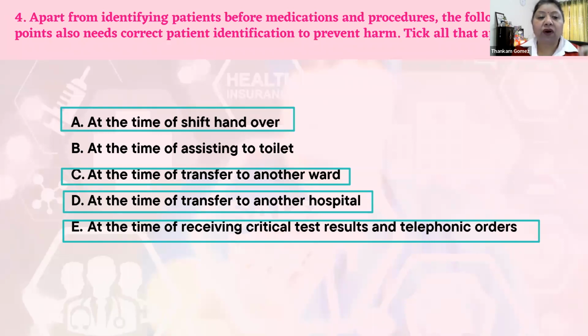And also, when you are receiving the critical test results and telephonic orders, you have to identify the patient. When you are receiving the result, am I getting the result for the right patient with the right UHID number? Telephonic orders. So there are many such practices. They are not rocket science, but it has to be consistently practiced for a nurse to be safe.